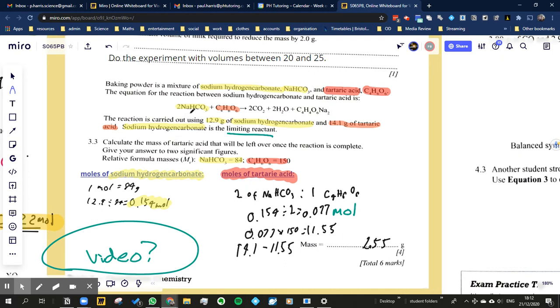We go up to the balanced equation, and we see it's 2 to 1. So whatever amount of this we'd get, half as many in terms of moles of the tartaric acid. So we take 0.154 and we divide it by 2, which is what we've done over here. And we get 0.077 moles. And this is the tartaric acid. Okay, so let's make sure we write down what we're doing there. So this is of the tartaric acid.